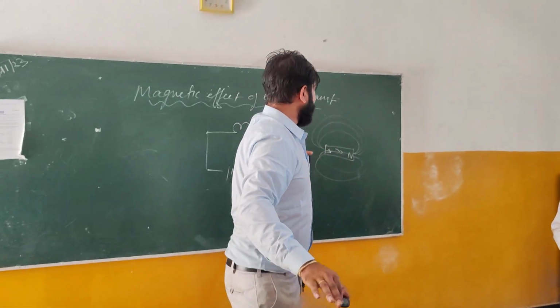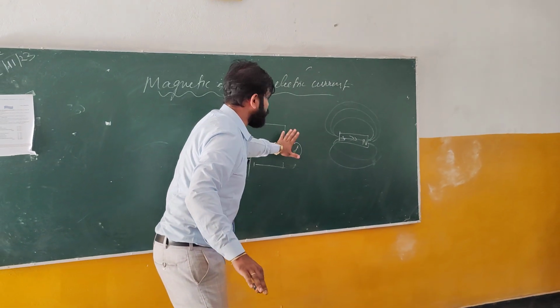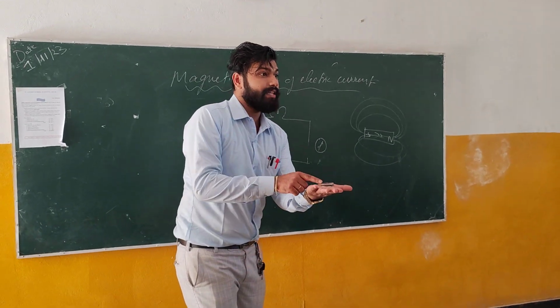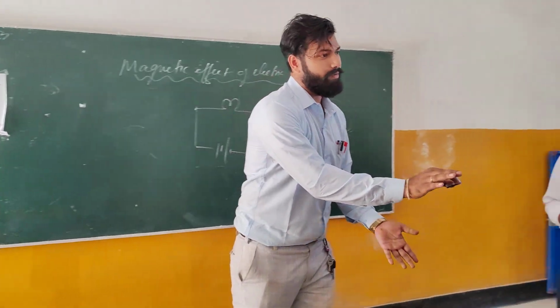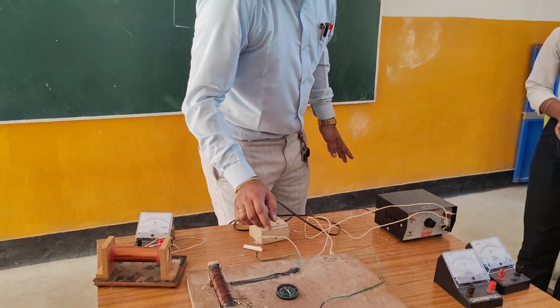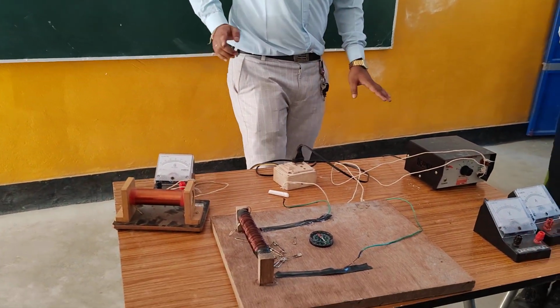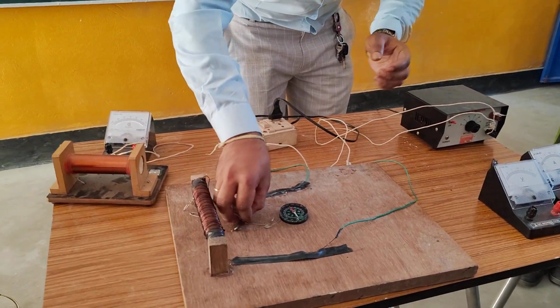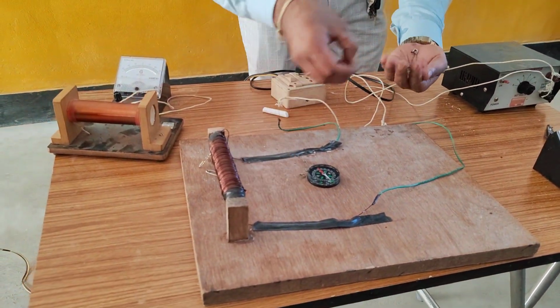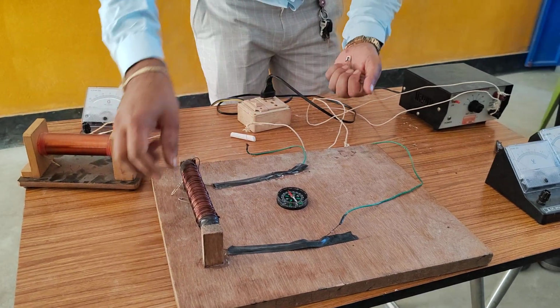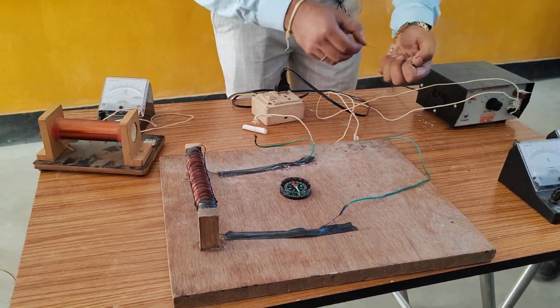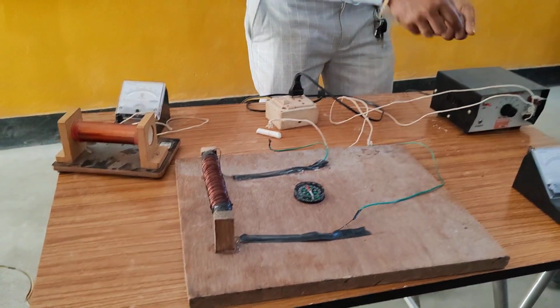The same experiment was done by the scientist. When he was passing the current through a circuit, he saw a deflection in the needle. Now you can see the different deflection. So this is the compass. Now you can see that the red needle is toward me, right? Now I will pass the current. Let us move all the pins from here. Now let us pass the current.